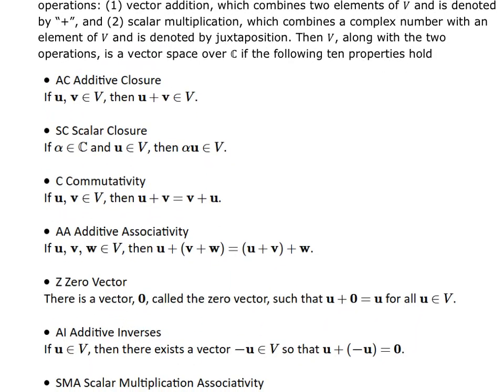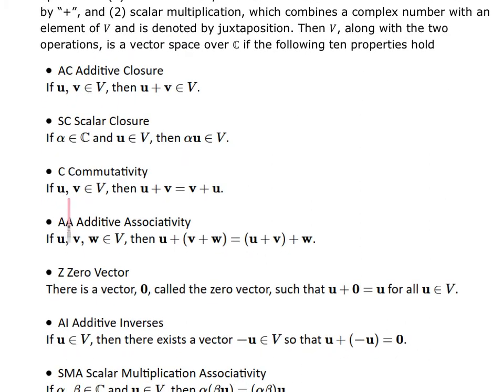We have the commutative property, which means I have two vectors, u and v, in the vector space v. Then it doesn't matter if I do u plus v or v plus u. So I'm not talking about closure, it's just going to have that equality there. We also have the additive associativity, which is you have u, v, and w all belonging to the vector space. Then I can add v and w first and then add that answer to u, or I can add u plus v and then add that answer to w.